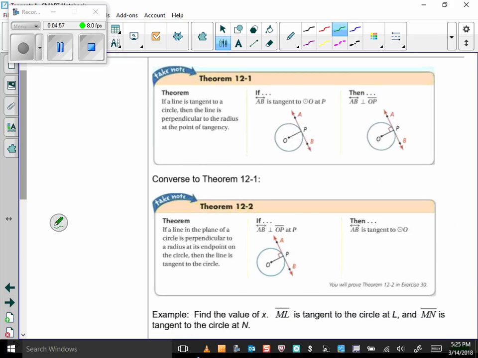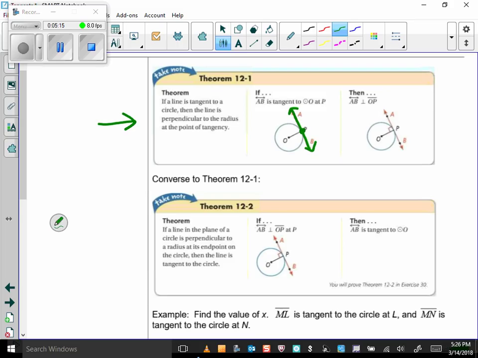Oh, we have a bunch of theorems. So we're going to look at these two theorems here, and then we'll do a couple of practice problems. Theorem 12.1 says, if a line is tangent to a circle, so let's look at our picture here, a line is tangent to a circle, then the line is perpendicular to the radius at the point of tangency.